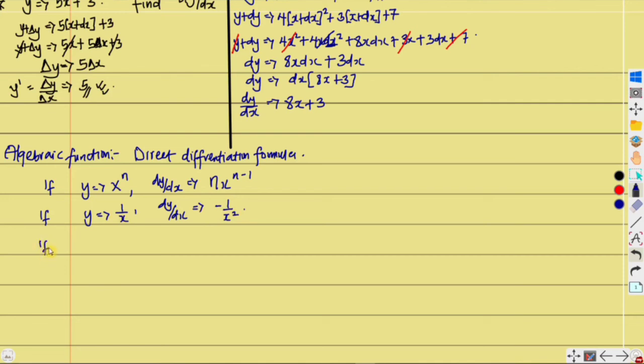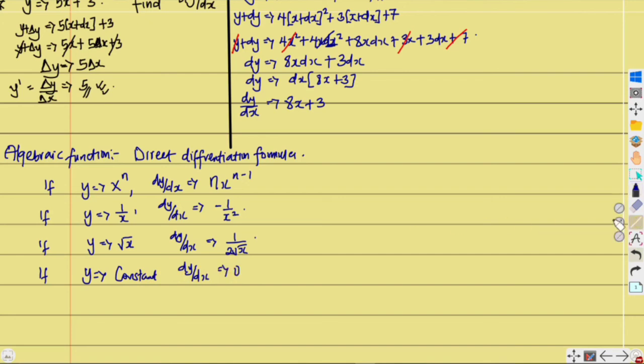The third one is if y is equal to root of x. This is the same thing as x raised to power half. Following the same law, you have dy/dx is equal to 1 over 2 root x. So all these are direct formulas we use for algebraic functions. And the last one I should talk about is if y is equal to a constant. I hope students know what I mean by constant. Those without variable. The dy/dx is always going to give you 0.